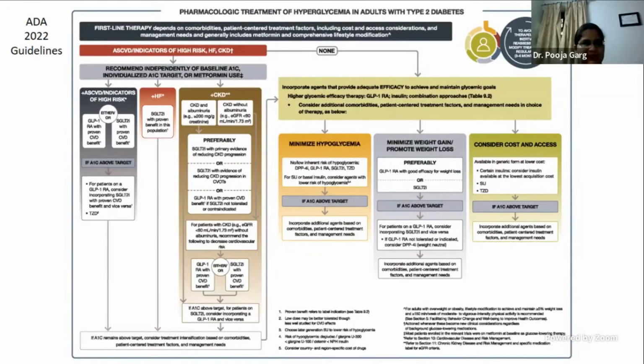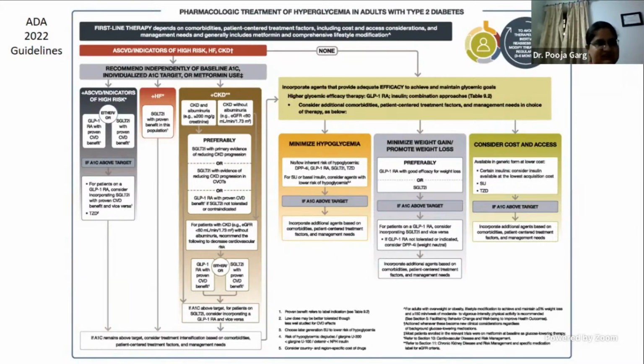The guidelines clearly recommend the first-line therapy depends ideally on the comorbid conditions of the patients. It's basically patient-centric treatment factors. So the patient's affordability and considerations like management needs of the patient. So all these include mainly lifestyle changes, metformin, and if the patient is a high-risk case of ASCVD or is indicative of high risk of heart failure or CKD, then the recommendation says individualize the HbA1c target or metformin use, and you can decide on the usage of GLP-1 receptor agonist with proven cardiovascular benefit or SGLT2 inhibitors with proven cardiovascular benefit in such patients.